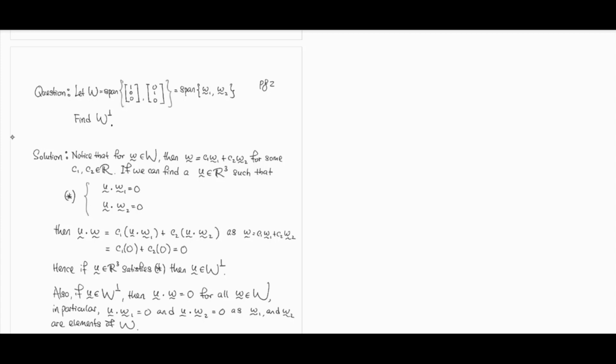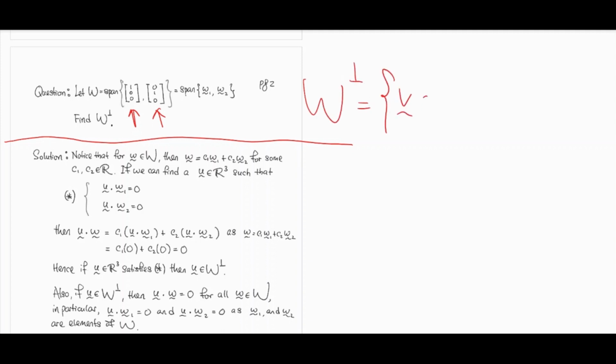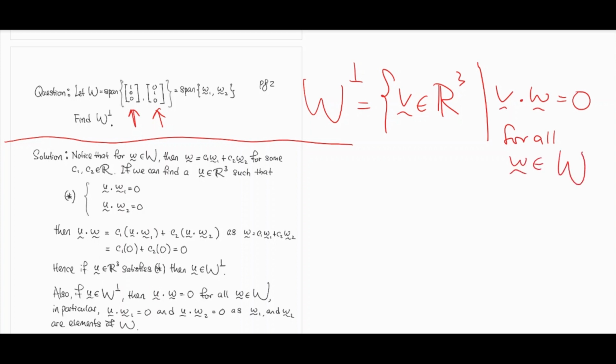So let's look at the solutions, and this solution also illustrates a good observation that we can summarize as a theorem. Now we have w1, which is this vector, and w2, which is this vector. W is the span of those two vectors, and we want to find W perp. W perp, by definition, is in this case all the vectors v in R3 such that v dot w is equal to 0 for all w in this vector space W.